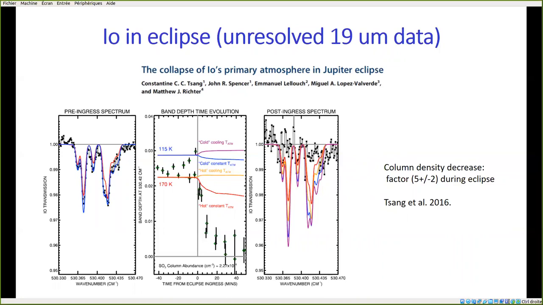So the first evidence that Io's SO2 atmosphere decreases in eclipse was obtained again from this mid-infrared data, where there was a clear decrease of the SO2 gas band depth after Io enters eclipse. And from that, it was estimated that about 80% of the atmosphere condenses during eclipse. So it's a significant fraction, but it's not a factor of 10 or 100 decrease as models predict.